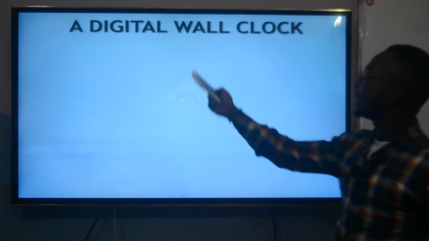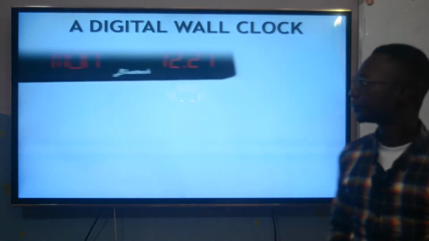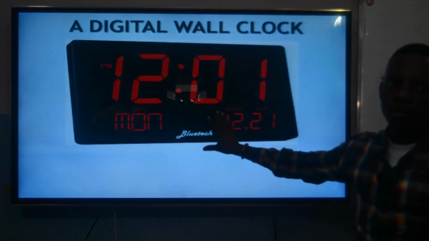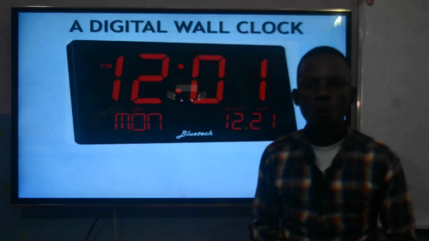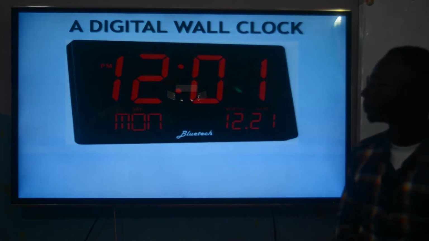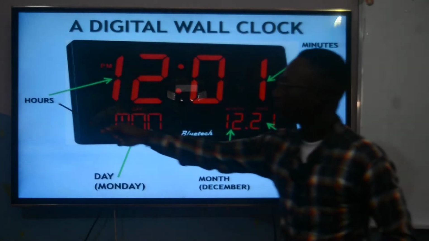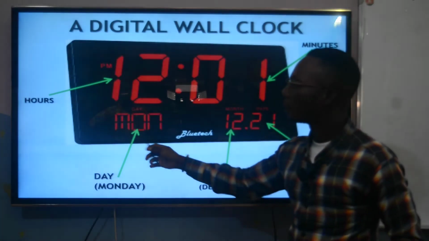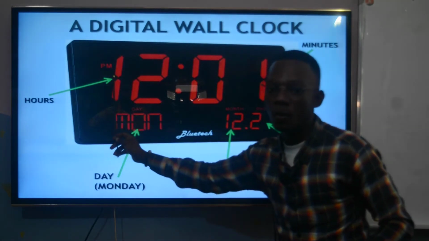Now let's get to a digital wall clock. A typical example is a digital wall clock. This is a digital wall clock. We have a lot of information on it, but we need to know what this information means. Look at this. We have hours here, that is 12, a.m. or p.m. It doesn't matter whether a.m. or p.m. 12 is the hours.